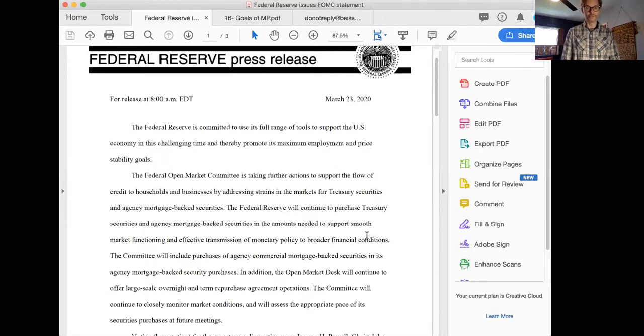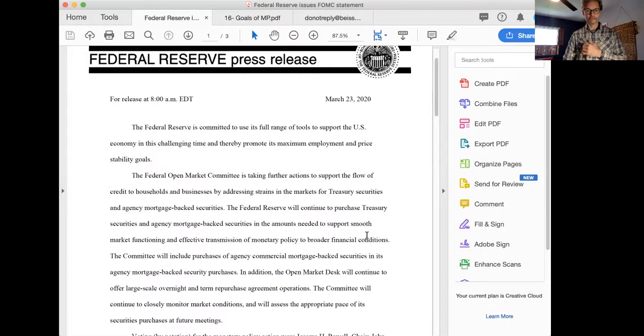So let's just look through this really quickly here. So this is the press release from March 23rd, right? So this was over a month ago. The Federal Reserve is committed to use its full range of tools to support the U.S. economy in this challenging time and thereby promote its maximum employment and price stability, right? So those are the two things, output and employment, and prices.